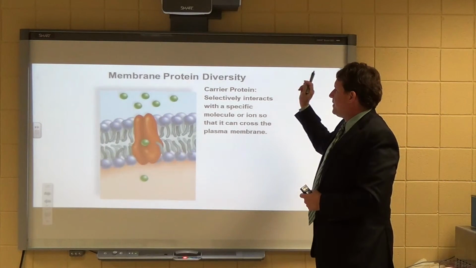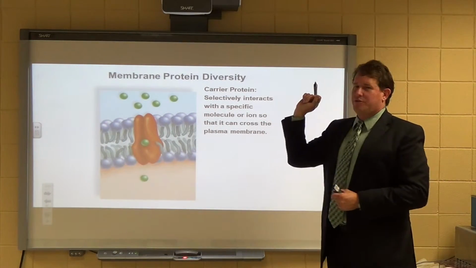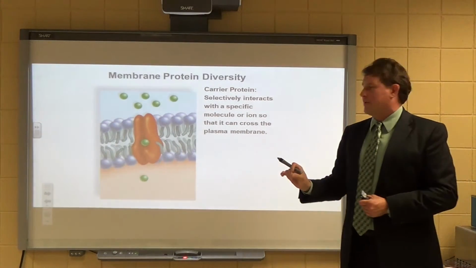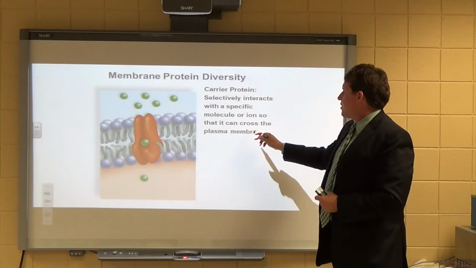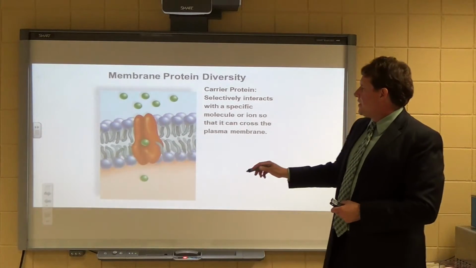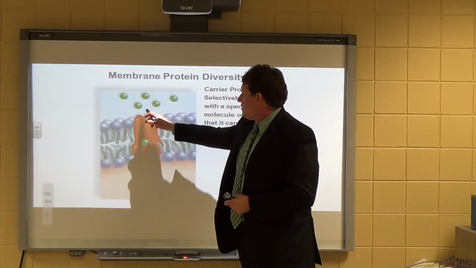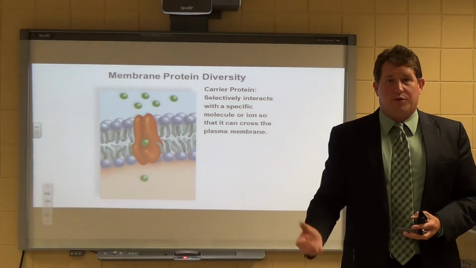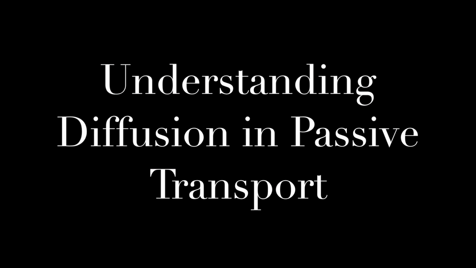Carrier protein selectively interacts with a specific molecule or ion. Proteins always have their very specific thing that they interact with, so that it can cross the plasma membrane. You see here that it's actually grabbed hold of it, okay, and it's pulling it across. Changes its shape so that it pulls it across into the cell. Now let's look a little bit at diffusion and how that helps drive this process of passive transport. And what is passive transport?